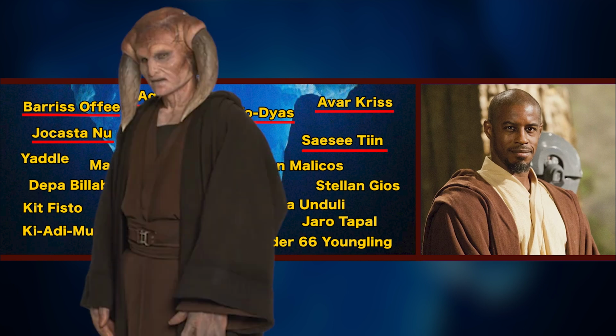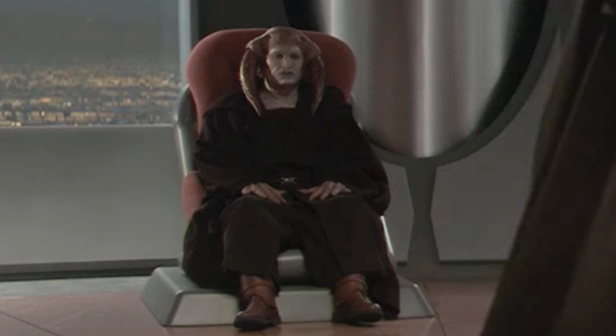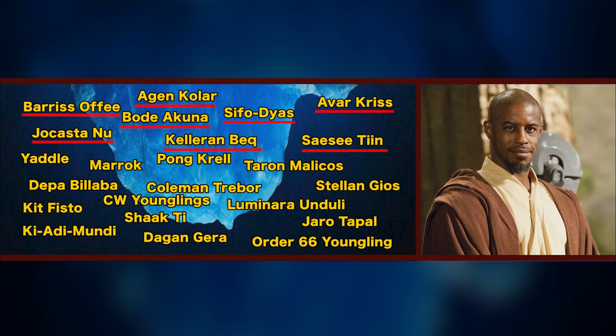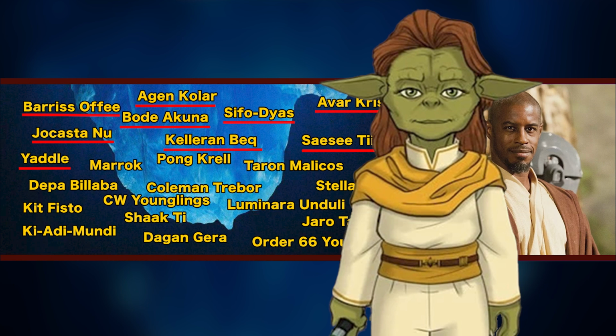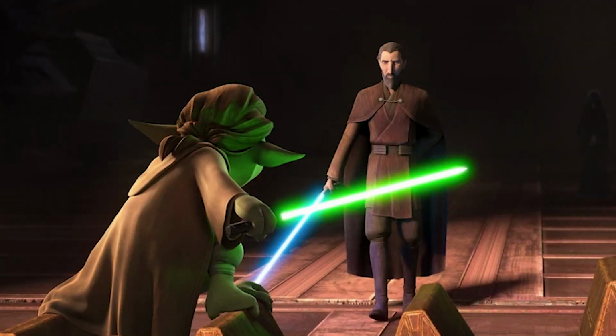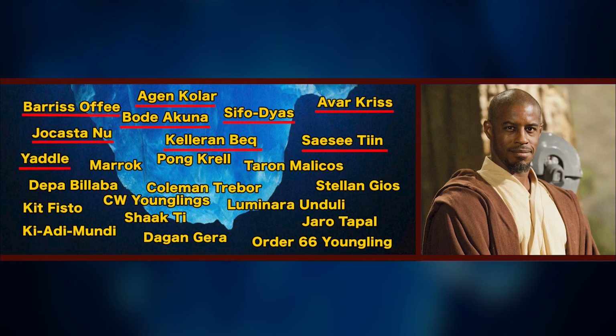After this is Saisi Tin. He was an Iktochi Jedi who was one of the 4 Jedi who went to arrest Chancellor Palpatine, where he sadly died. Saisi Tin sat on the Jedi Council. He first appeared in The Phantom Menace. Next there's Yaddle. Yaddle was another member of Yoda's species, which is quite rare in canon. She sat on the Jedi Council and died trying to stop Count Dooku. She first appeared in The Phantom Menace.